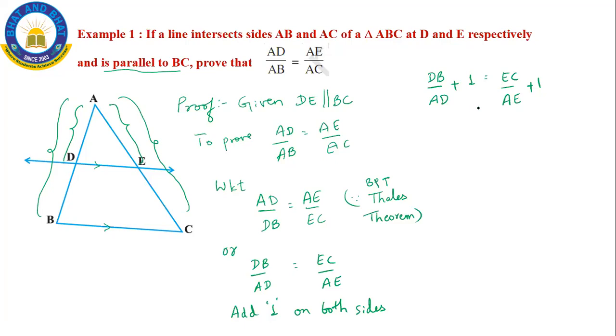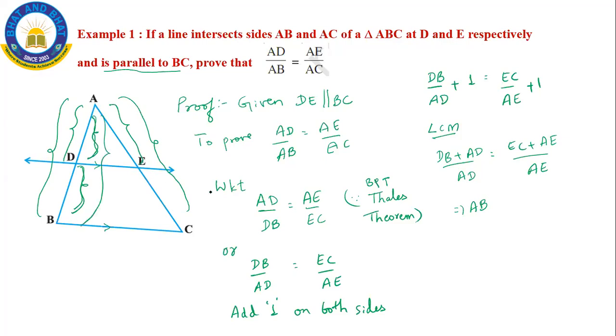Once I do this, I have to take LCM. So if I take LCM, what will I get? dB plus AD divided by AD is equal to EC plus AE divided by AE. What is dB plus AD? It is nothing but AB, the entire part. I'll repeat again: dB plus AD is nothing but AB, this full side.